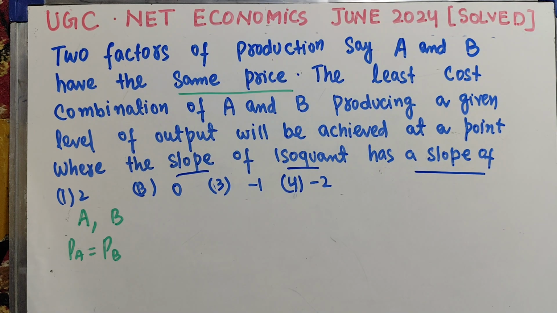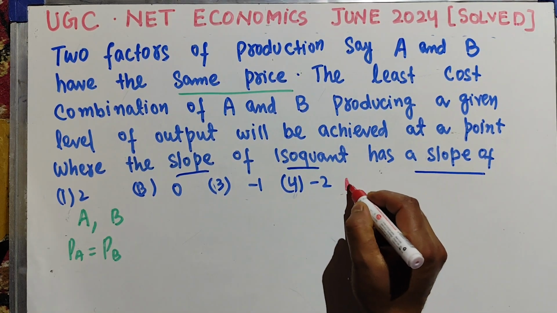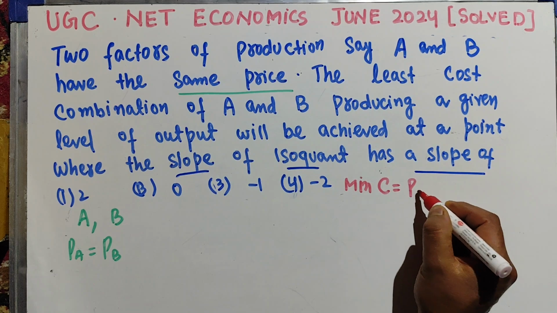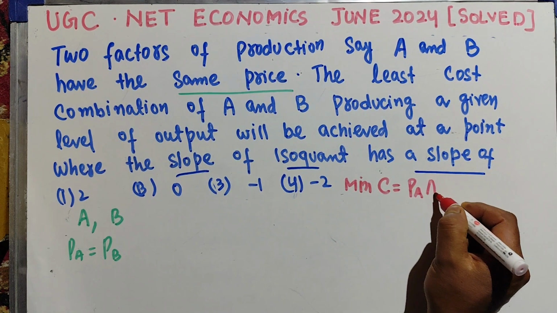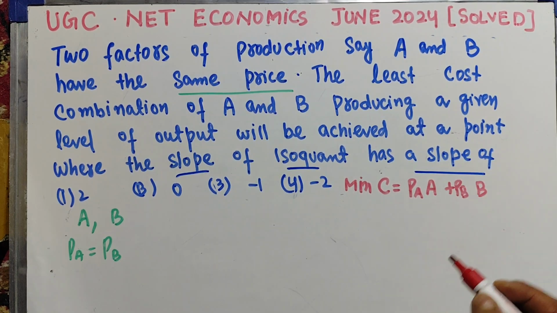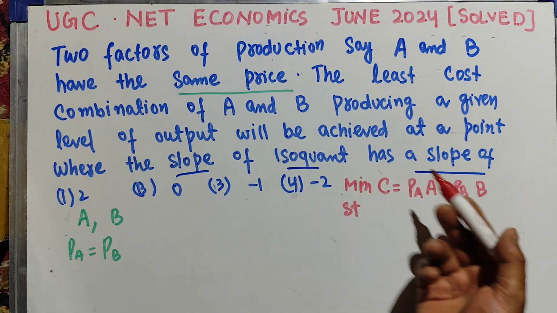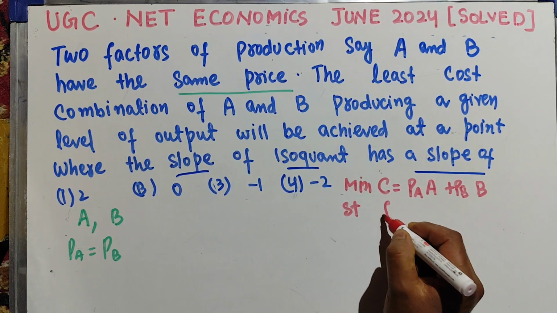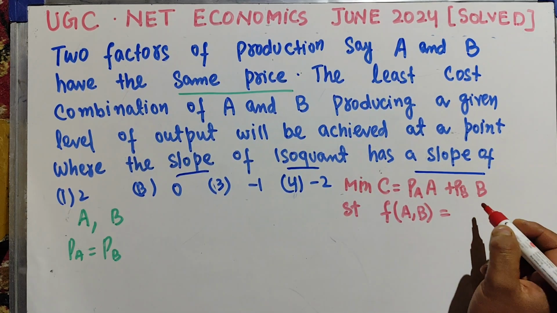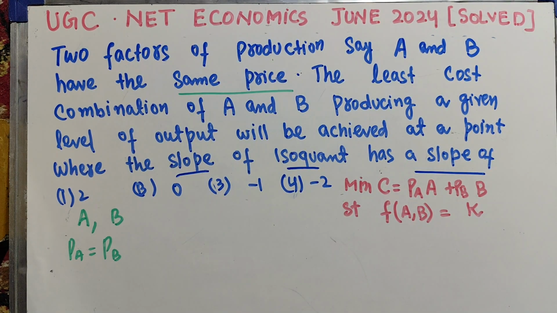Okay. Now we know that here we want to minimize cost, which is equal to price of input A times units of input A employed plus price of input B times units of input B employed, subject to the production isoquant. That is, we are not being given the production function. Let us say we have a production function f of A comma B is equal to some constant, let us say A. We want to minimize cost subject to the given production constant.